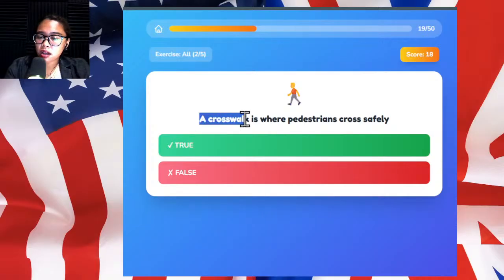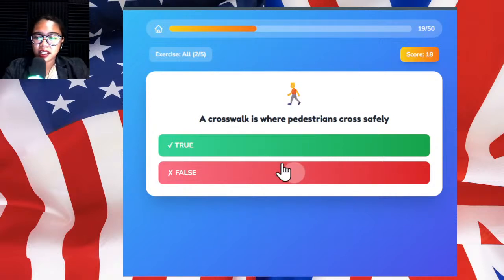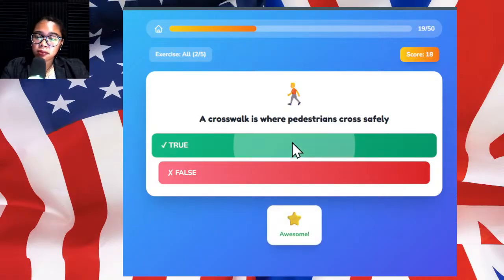Next, a crosswalk is where pedestrians cross safely. Okay, this is definitely a true statement. Of course, on the road, there are multiple times that we have to cross it. So there are white lines or strips that look like a zebra pattern where the pedestrians can cross safely. This is a true statement because it is called a crosswalk, where pedestrians cross safely.